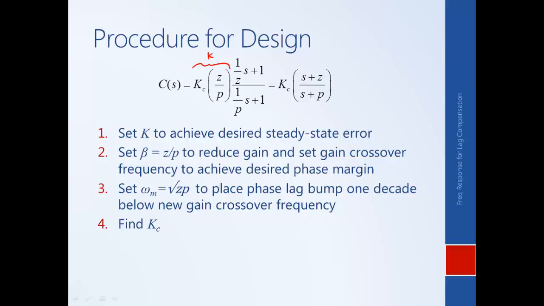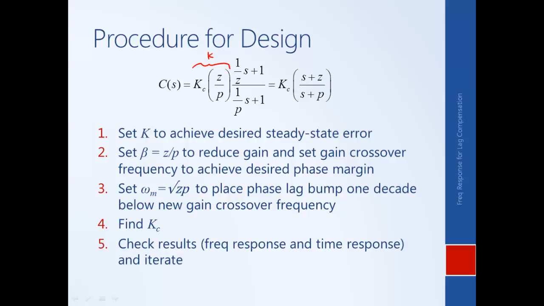Step 4, we then calculate Kc. So we knew what the total K we wanted. We know what the ratio of Z to P is that we want. And so we can simply divide to get Kc. And then finally, we'll check the results.